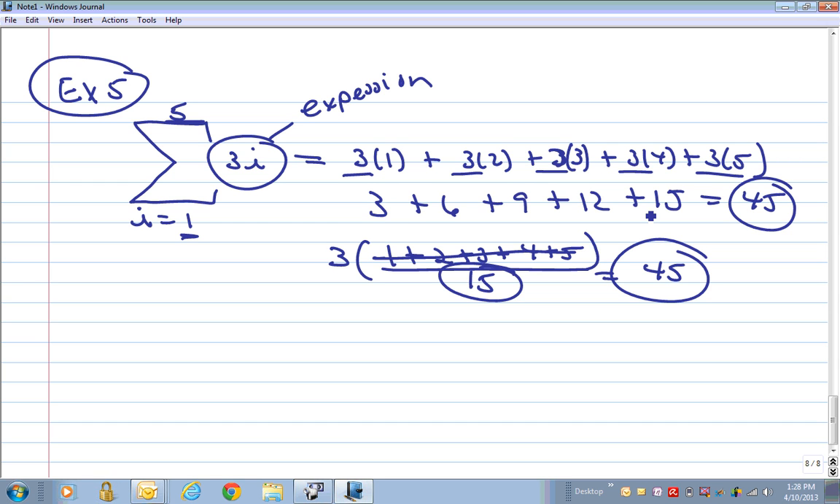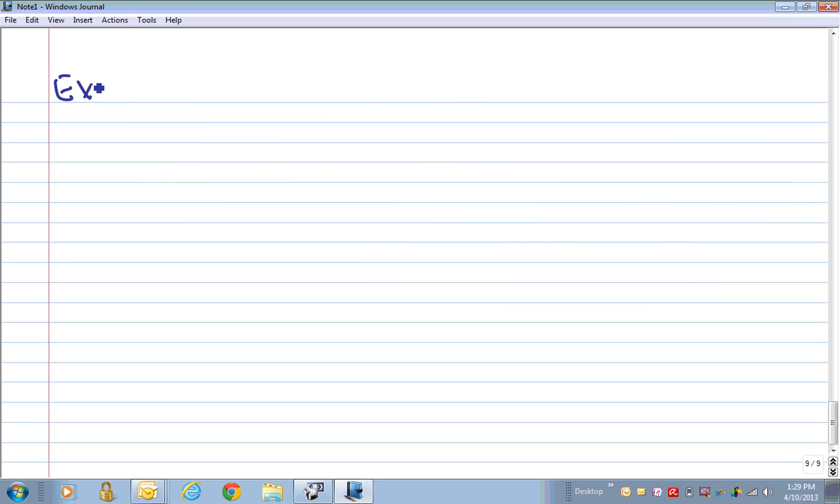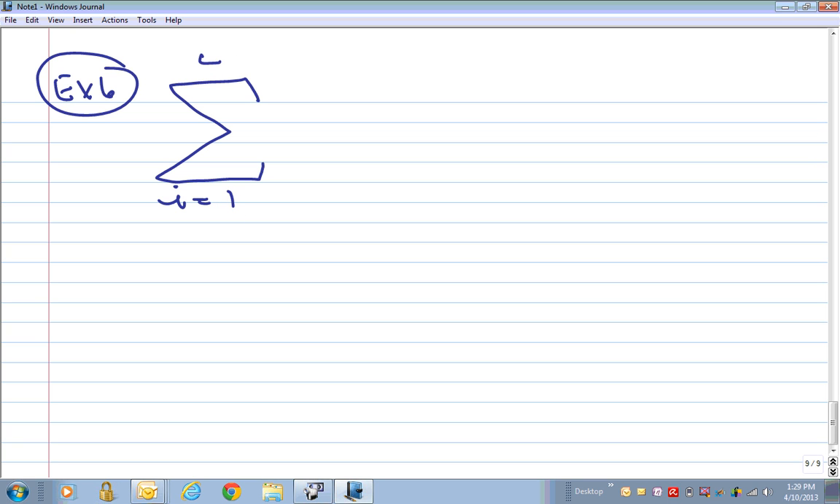All right, let's look at example 6, and then we're going to talk about series, and we'll be done. Another summation, and we're going to go from 1 to 4, lower limit 1, upper limit 4, and our expression is 3i plus 1. All right, so let's substitute in 1 as our first term. So we'll have 3 times 1 plus 1, plus 3 times 2 plus 1, plus 3 times 3 plus 1, plus 3 times 4 plus 1. All right, so let's go ahead and do this.